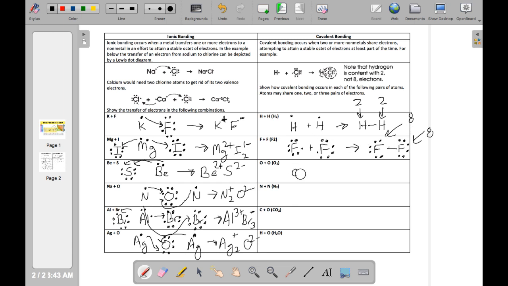Let's go down here. Oxygen. We know it has 6. 2, 3, 4. Plus another oxygen.